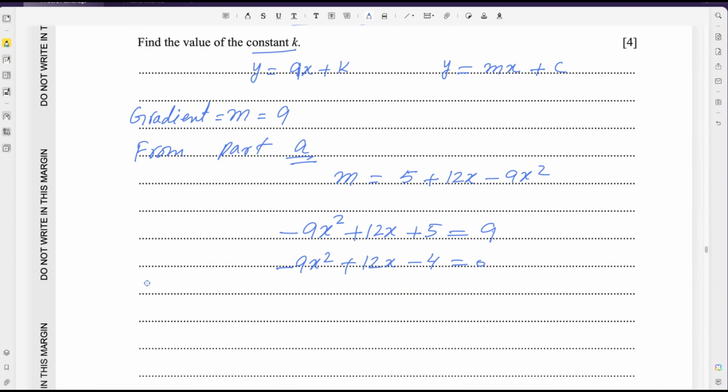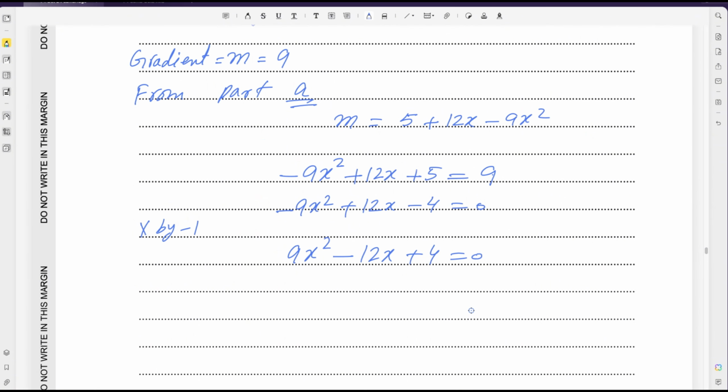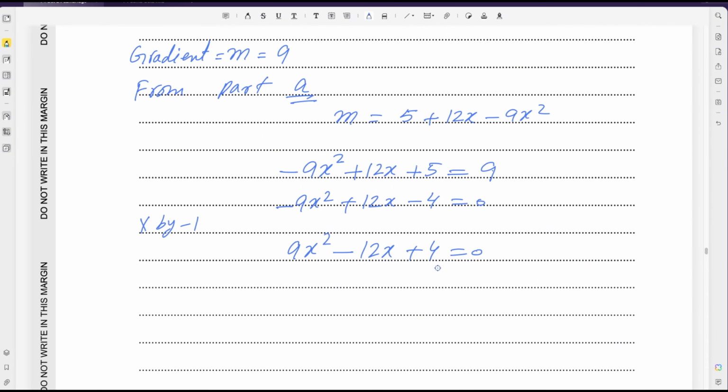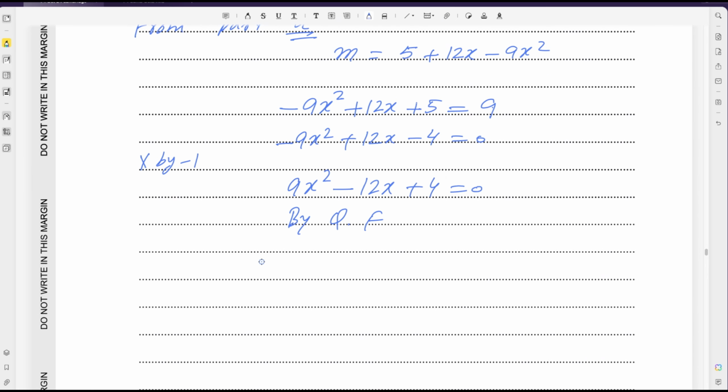To get rid of this negative number, multiply by negative 1. So it will be 9x square minus 12x plus 4 equals 0. From here we can solve this quadratic by using the quadratic formula. The quadratic formula works all the time, okay? So it is easy to find the values, or you can find these values directly by using a calculator. By quadratic formula, minus b plus minus square root of b square minus 4ac divided by 2a. Substitute the values.